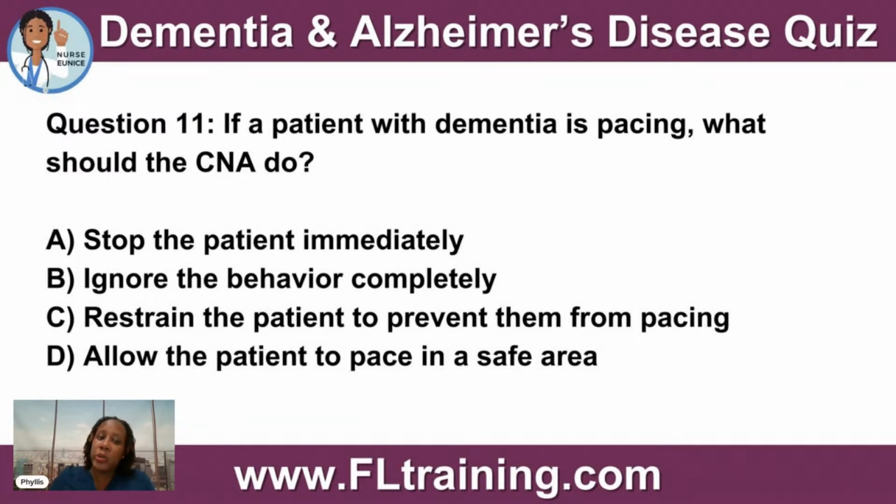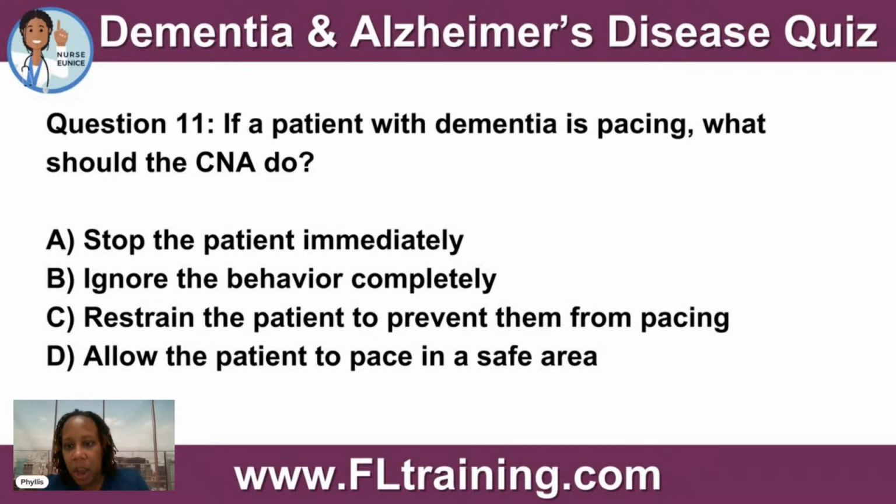All right, let's move right along. Next question. If a patient with dementia is pacing, what should the CNA do? A, stop the patient immediately. B, ignore the behavior completely. C, restrain the patient to prevent them from pacing. D, allow the patient to pace in a safe area.